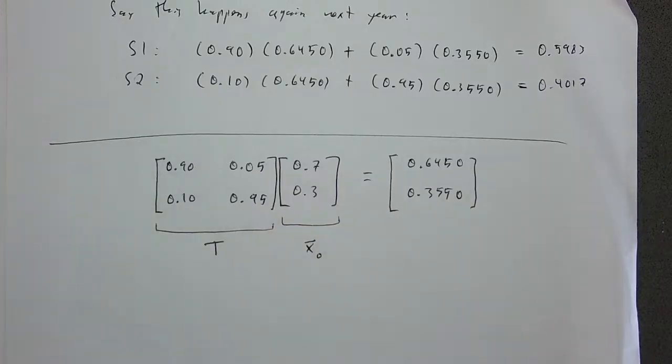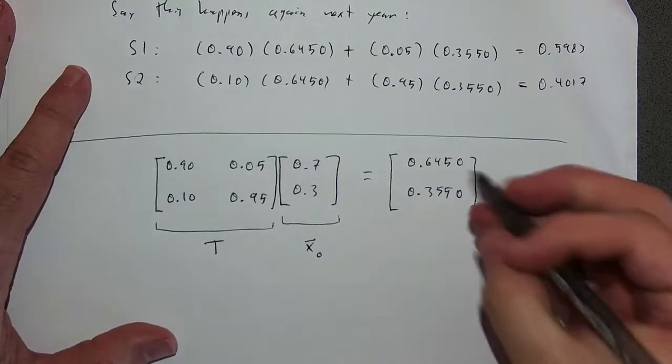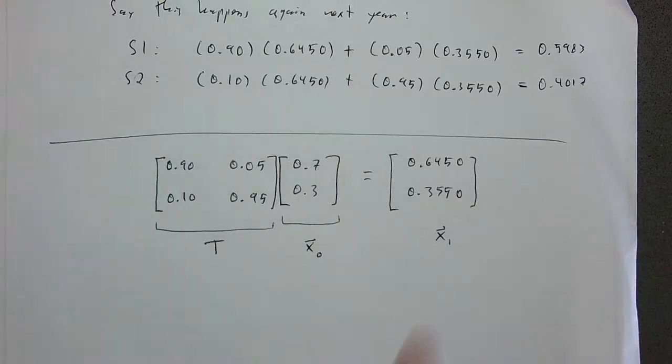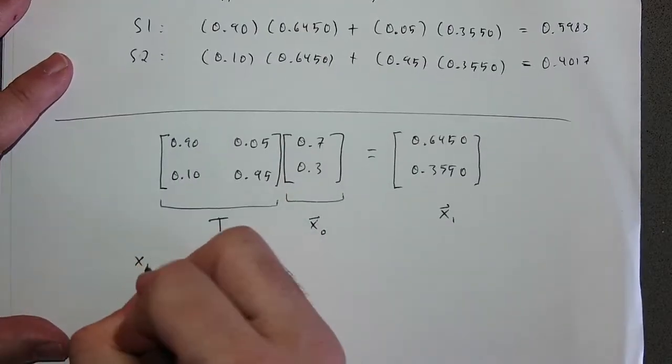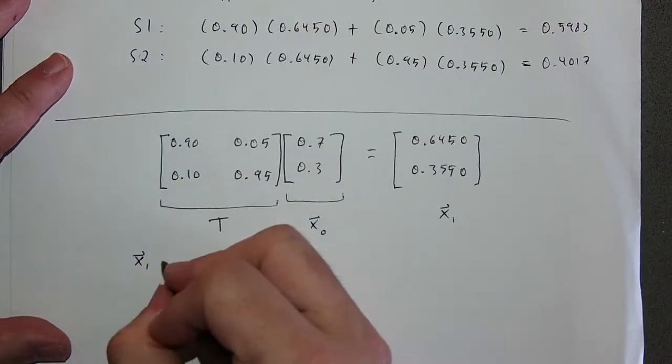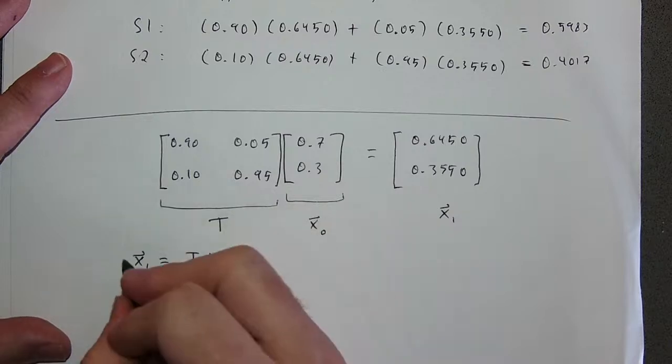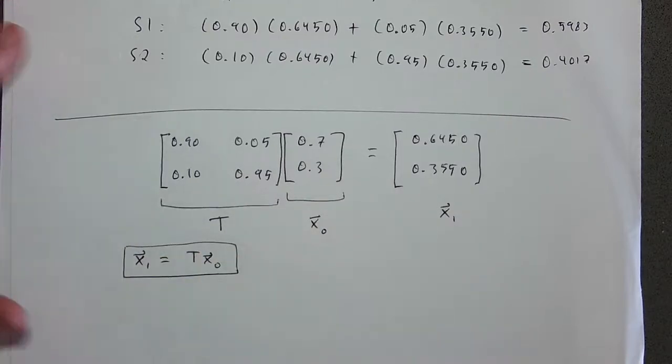Okay. And what I have here is the next time step, if you like, x sub 1. So a way of writing this is that to get to this data vector x sub 1, I simply apply the matrix T to my initial vector x naught.